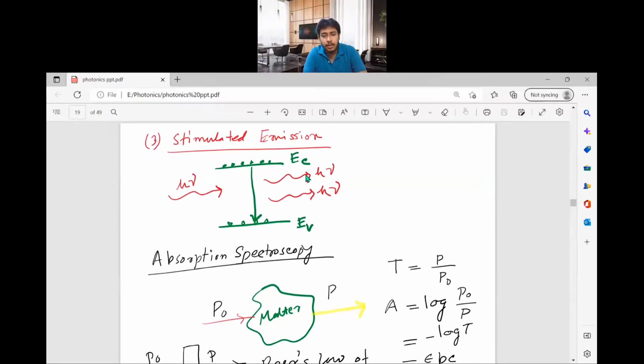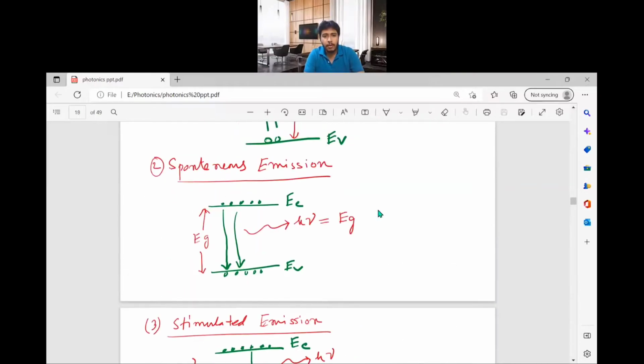This generated photon, the clone photon, has the same frequency, same wavelength, and same direction of propagation. Okay, and it has the same phase, so it is known as coherent. It has the same phase difference, or it can be a fixed phase difference. This is known as the coherent phenomenon. So that is the clone photon. Okay, so these are the three phenomena.